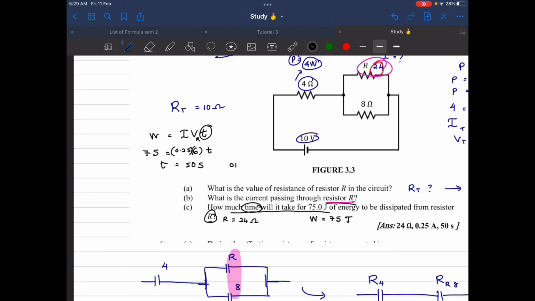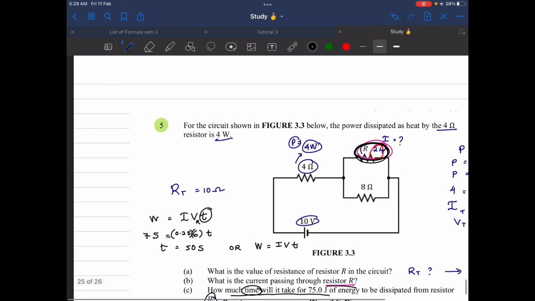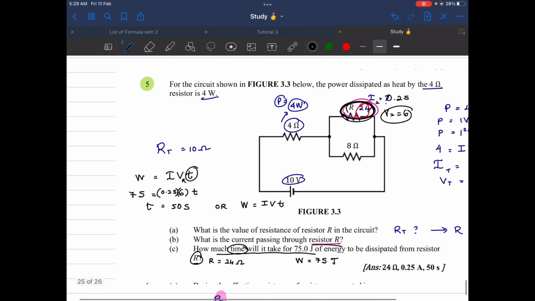Or you can do it like this. W equals IVT. Remember this flows through R, which we already know, I2 equals 0.25 and V2 equals 6. Say you did not manage to find V2, say you want to use this method instead. V equals IR, so W equals I times I times R times T, sorry. This one you put 0.25 squared, because I times I, and your R to be 24, and then you get your time, and this one is 75. So there are 2 ways to do this. So that is on question number 5.